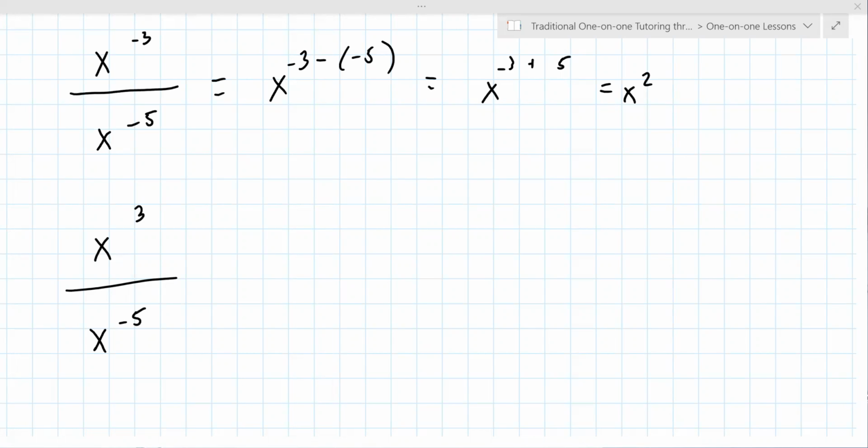X to the negative 8. So we have x cubed minus x to the negative 8, right? Yes, x to the 8th. Good. Okay, so now we're going to move past these.